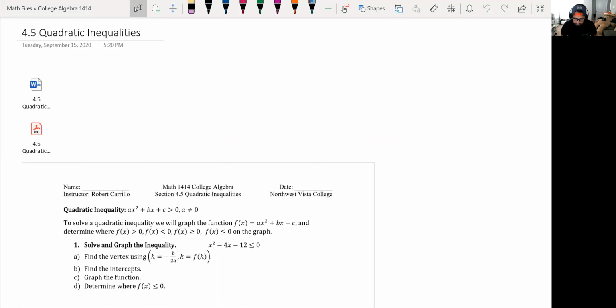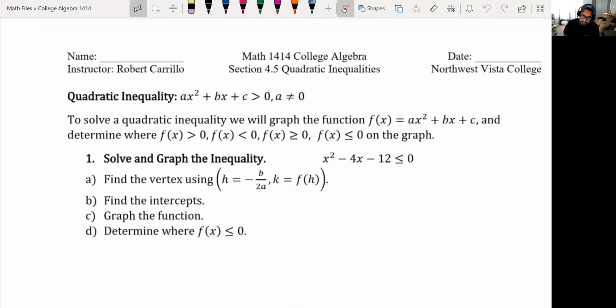So a quadratic inequality is of the form ax squared plus bx plus c greater than 0, less than 0, greater than or equal to 0, or less than or equal to 0, where, of course, the leading coefficient cannot be 0.